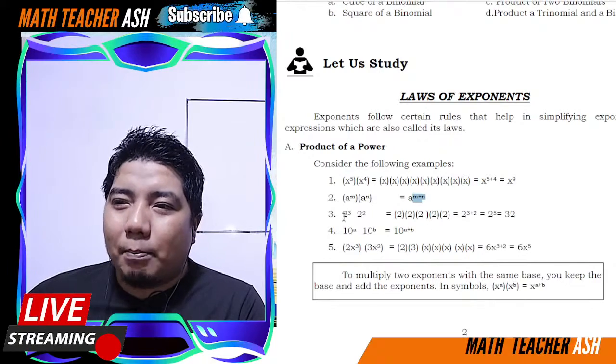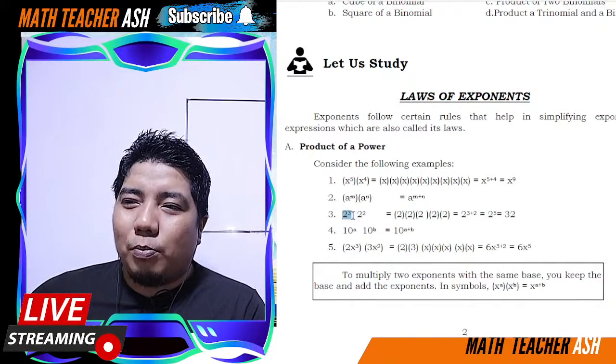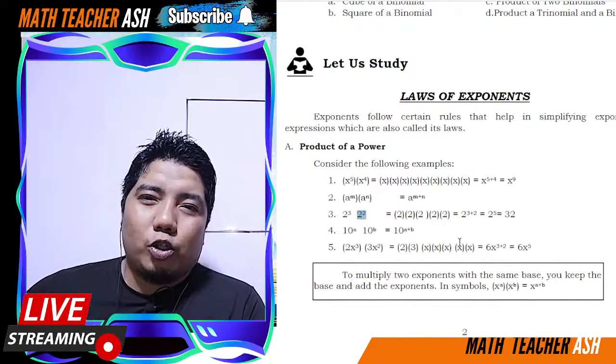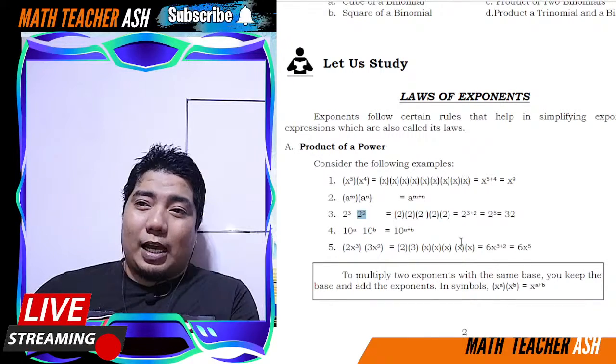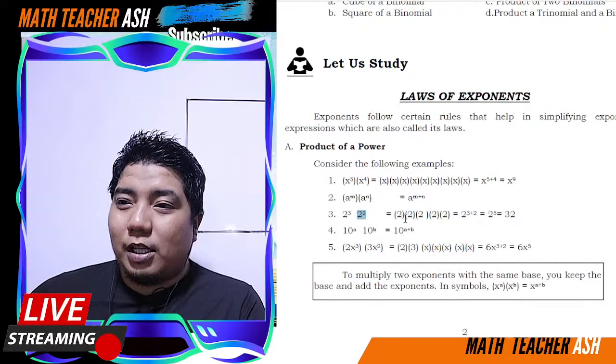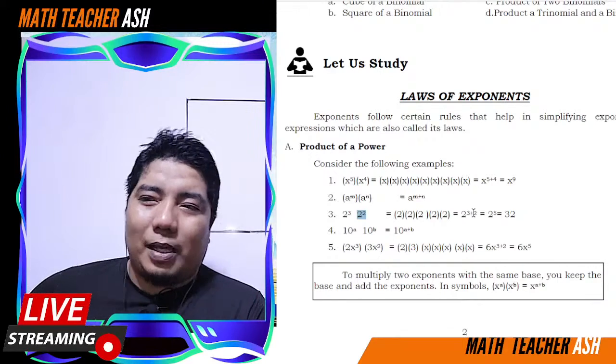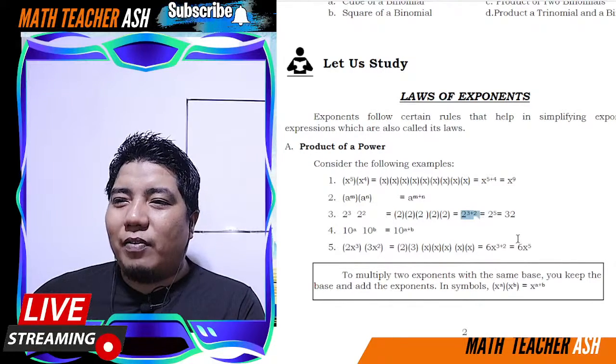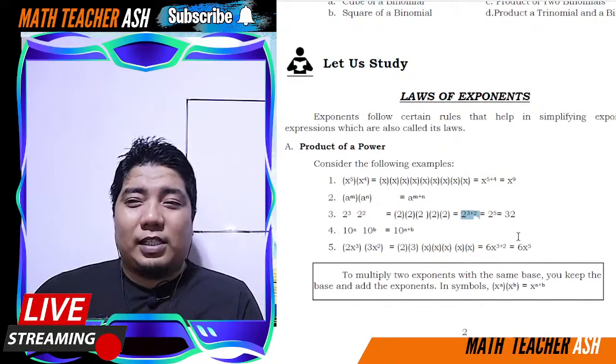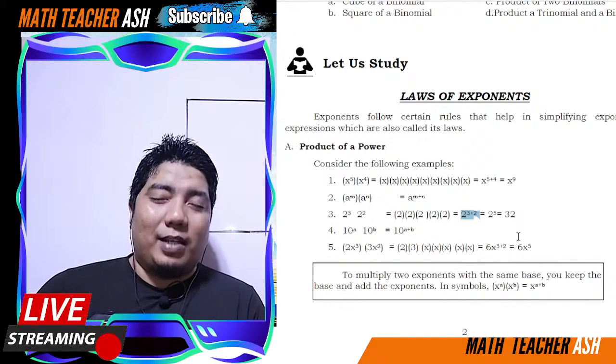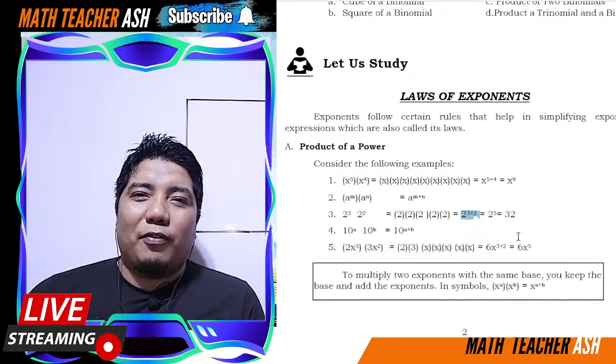Now, kapag number naman, you have 2 cubed times 2 squared. So what you can do here is you just copy the 2, which is the base, and then you add 3 plus 2. So you have 2 to the power of 5. Of course, since this is a number, you can also simplify this. So, 2 to the power of 5 is 32.